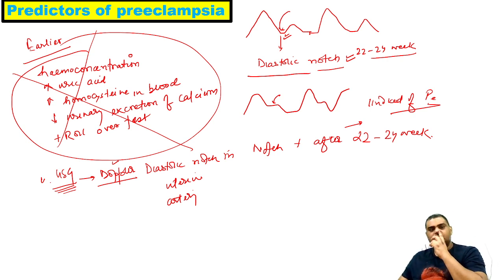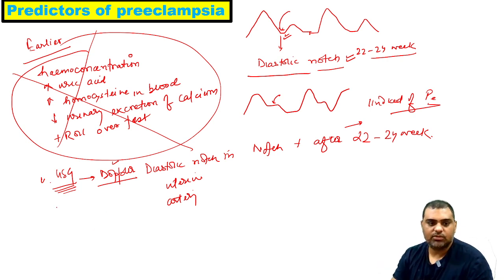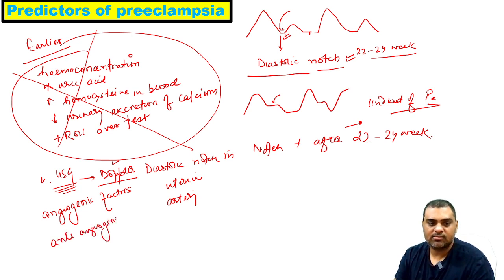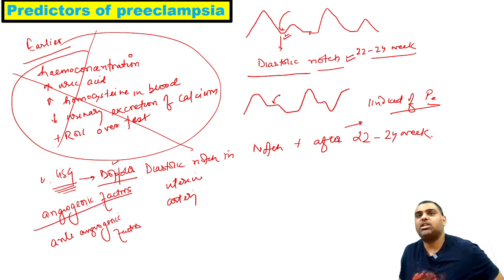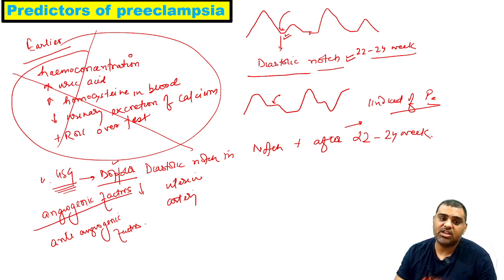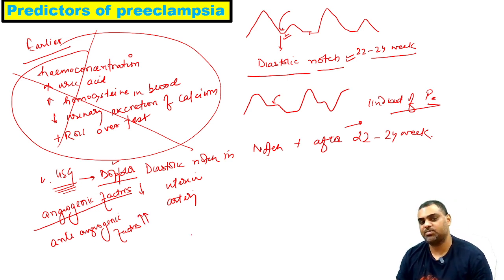Now understand, there are certain factors which have come. Now we know that when the uterine artery is formed, there is trophoblastic invasion, new arteries are formed. So there are two factors. One is angiogenic factors, and the other is anti-angiogenic factors. Angiogenic factors help in the proper remodeling of the artery. So if there is a decrease in the angiogenic factors, that can cause preeclampsia, and if there is an increase in the anti-angiogenic factors, that can cause preeclampsia.